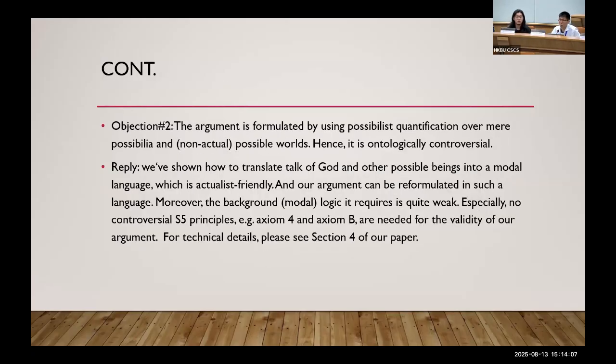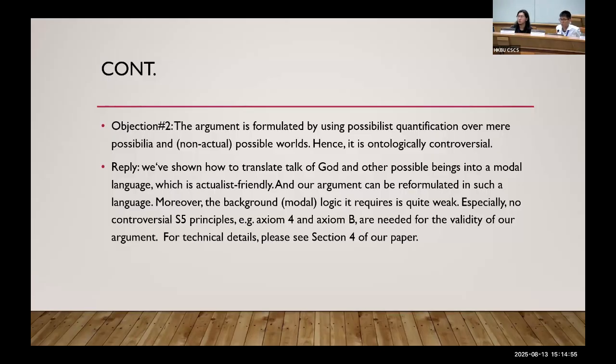And we also consider another objection. The second objection is Quinean. The argument we just gave is formulated using possibilist quantification over mere possibilia, like some other possible beings and non-actual possible worlds. So some people might think, if you use possibilist quantification, you also have the corresponding ontological commitment. But most perfect being theologians are actualists. They do not really believe in non-actual possibilia. So this is unfair to them.